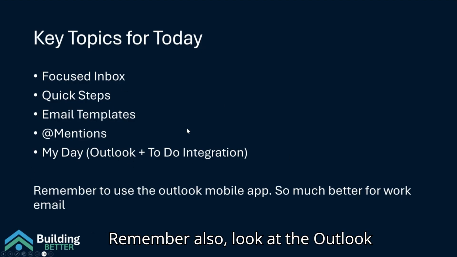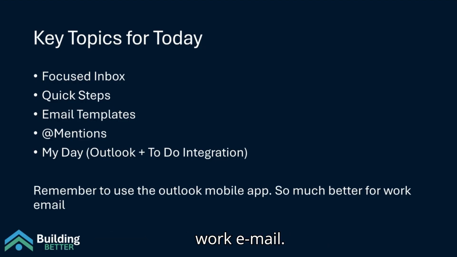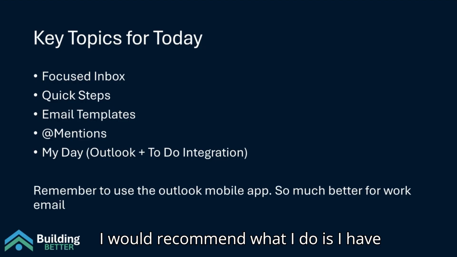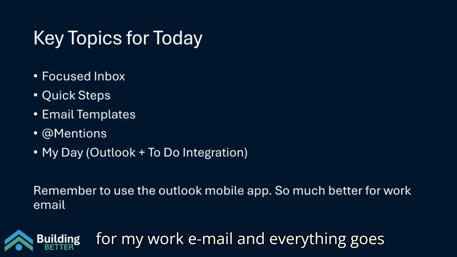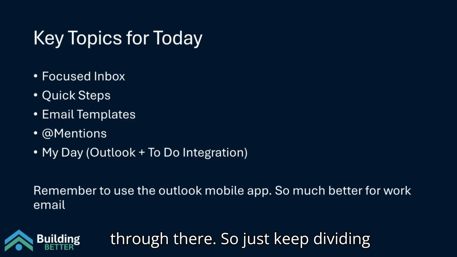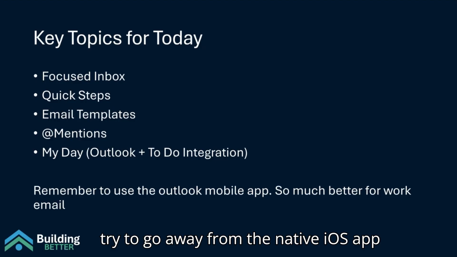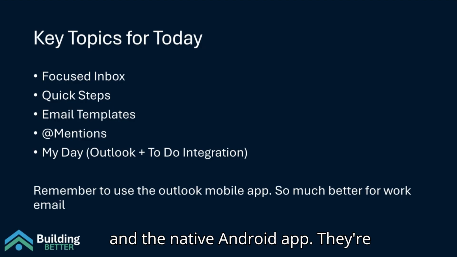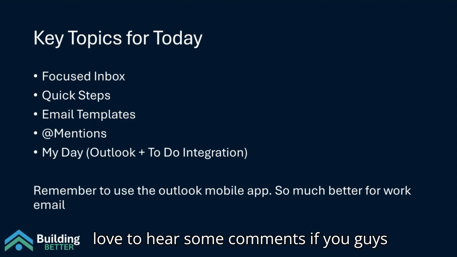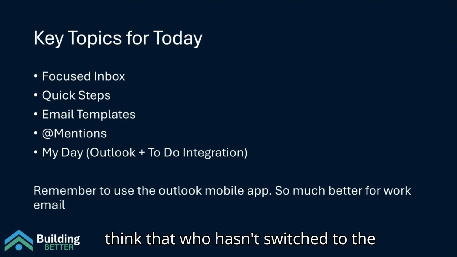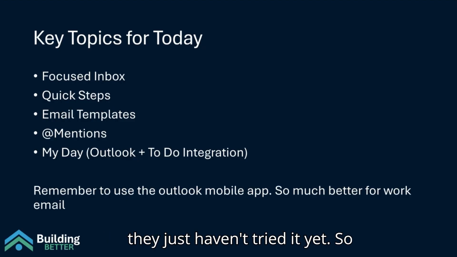Remember also, look at the Outlook mobile app. It's so much better for your work email. What I do is I have Gmail for my personal and Outlook for my work email, and everything goes through there. So just keep dividing those back and forth, see what you think. Try to go away from the native iOS app and the native Android app. I'd love to hear some comments on who hasn't switched to the Outlook app and why, or if you just haven't tried it yet.